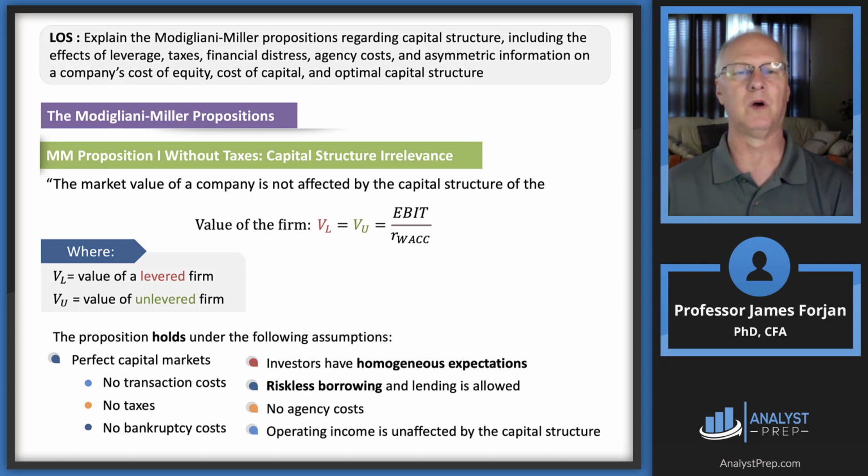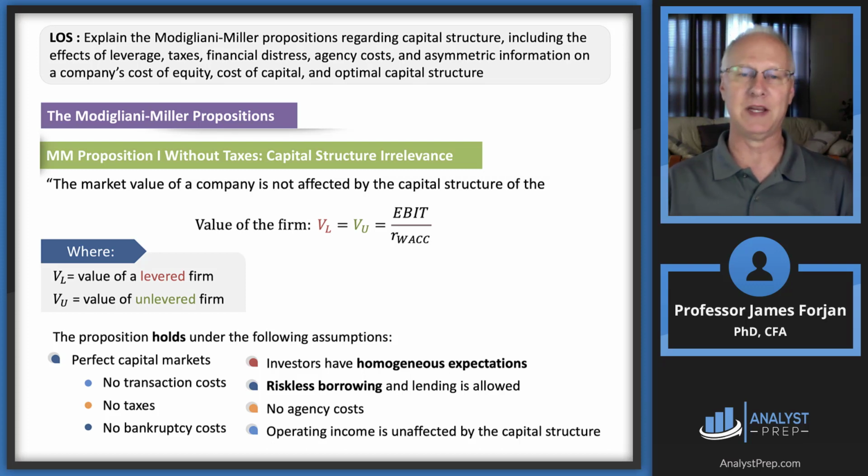So proposition one, they assume that there's no taxes. And this is called the capital structure irrelevance proposition. All right, so notice what we have written there. The market value of a company is not affected by the capital structure of the firm. So there's the value of the firm. The value of a levered firm is equal to the value of an unlevered firm. So once again, it doesn't matter whether there's a little bit of debt or lots of debt in capital structure. And what does the value depend on? Two things. Look in the numerator, EBIT.